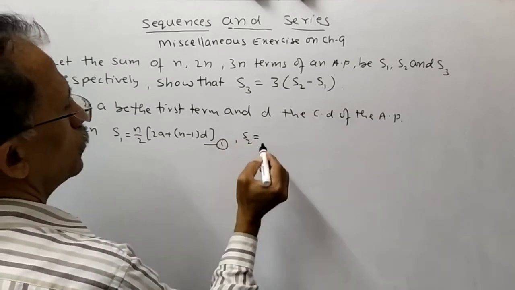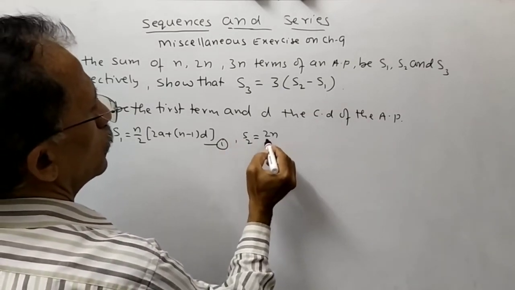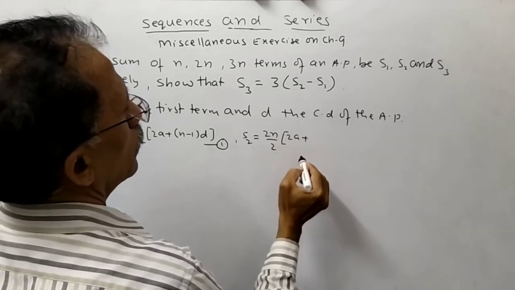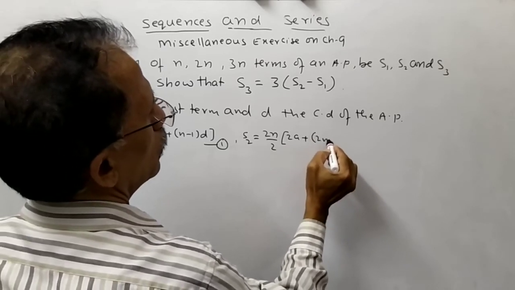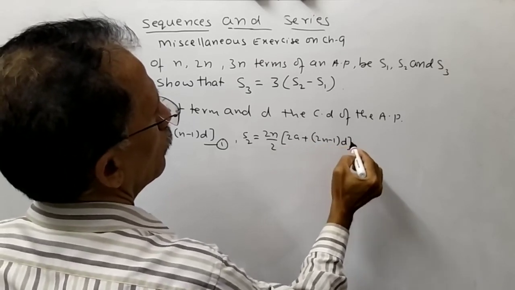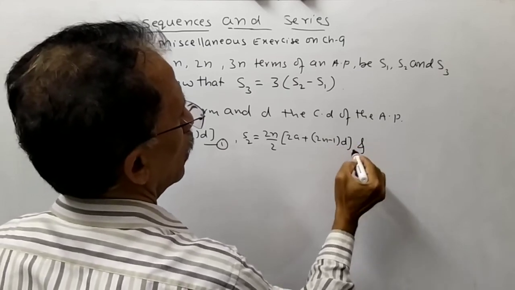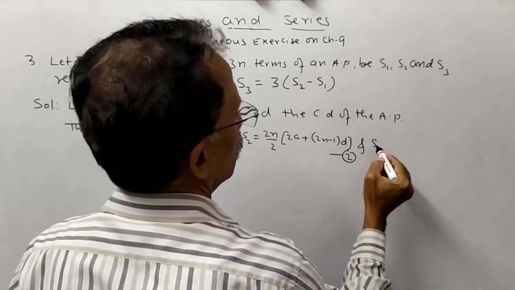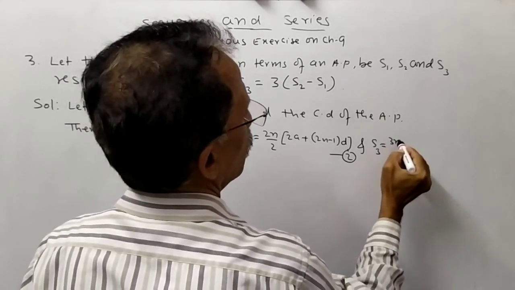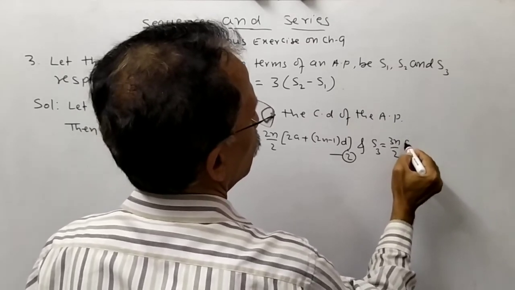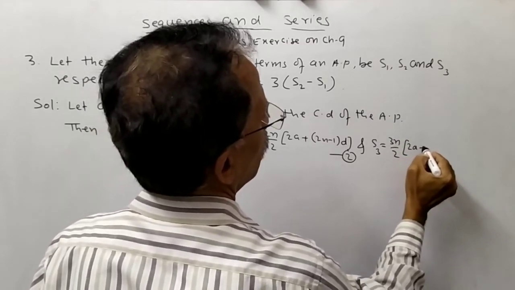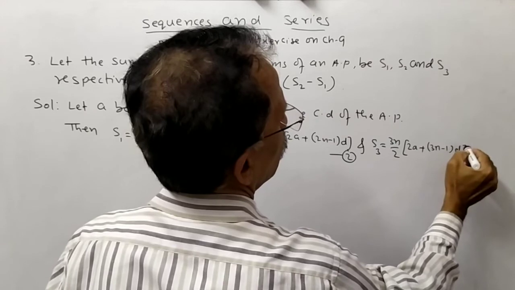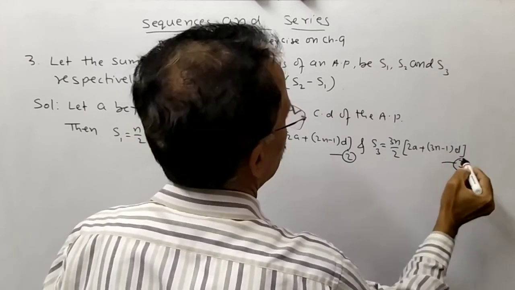S2 is equal to 2n by 2 into 2A plus 2n minus 1 into D, say number 2, and S3 is equal to 3n by 2 into 2A plus 3n minus 1 into D, say number 3.